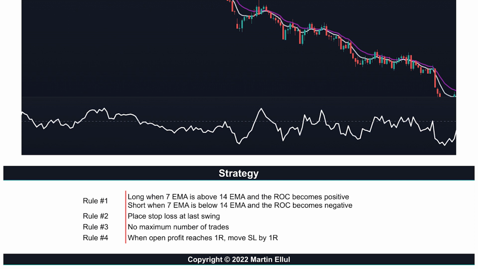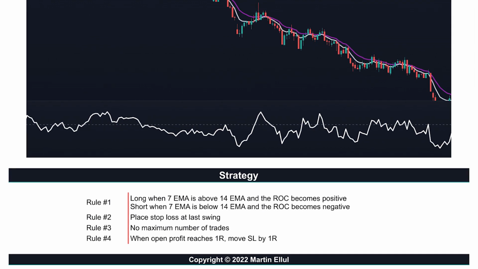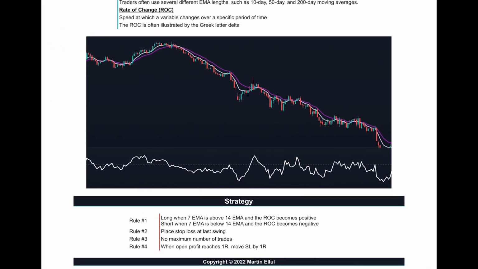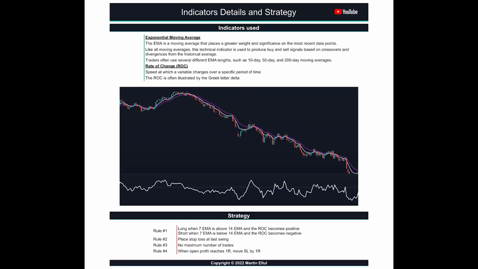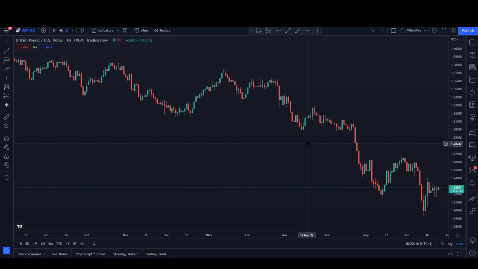We don't have a maximum number of trades that we can have at any given time. And when the open profit reaches 1R, we move the stop loss by 1R in the direction of the trade. So let's get on the charts now so I can show you a few examples and then we'll dive into the 100 trade backtest. All right, so here we are on the charts.